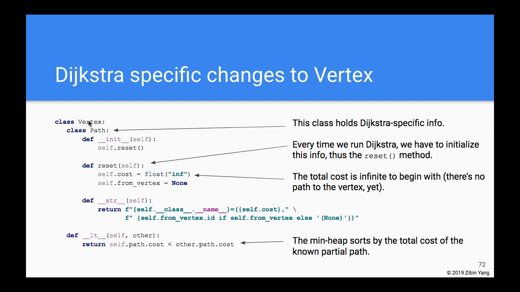And then for the vertex class itself, remember we want to put the vertices in the min heap, and then we want to remove the vertex with the minimum path cost. And so therefore, we override the dunder LT method so that it will compare the path cost when the min heap needs to remove the minimum.